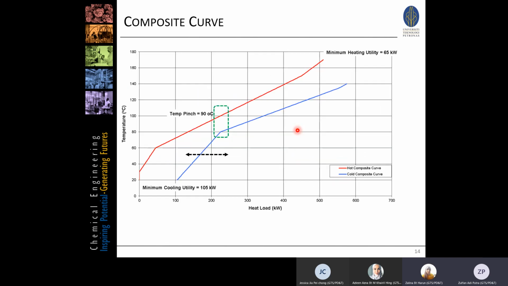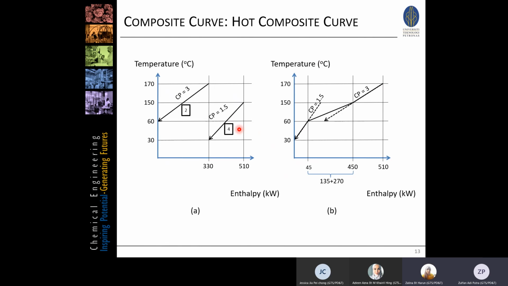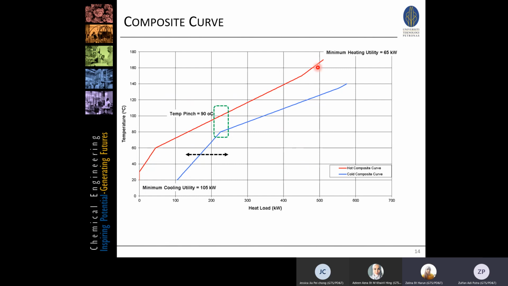So if we put them together, we have these two hot streams, and when we merge them, it becomes this line. I will skip how to do this in detail because there are tools already doing it for us. So basically, we have these hot streams and these cold streams. This is my old Excel where I did this. So we have one cold composite curve and the hot composite curve. Again, the hot composite curve comes from hot streams that need to be cooled down, and the cold composite curve comes from cold streams that need to be heated up.